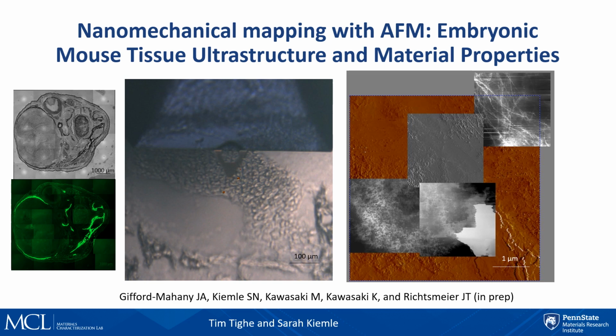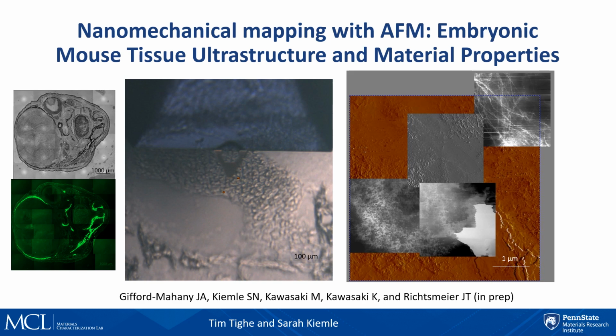Here's an example from the Richmeyer lab, mostly done by Julian Guilford Mahoney. You have an embryonic mouse skull, and they labeled it with a fluorescent tag to label the developing bone. We were able to probe the different regions of this bone. In this case, they're landing on the cartilage and looking for developmental changes in the cartilage at different days of development.